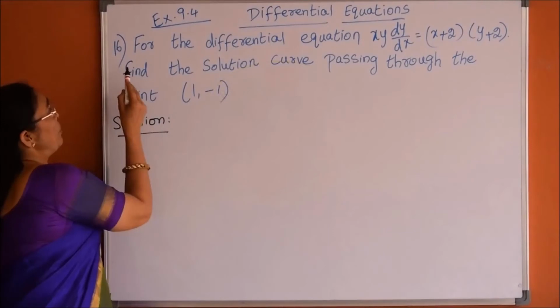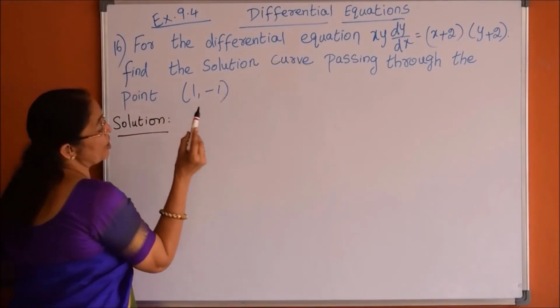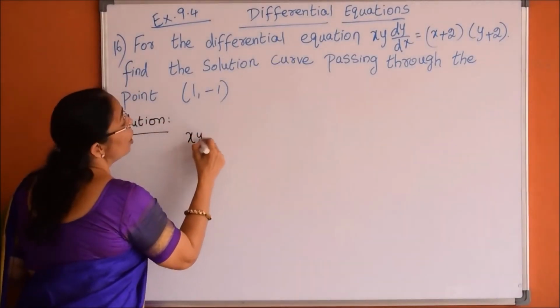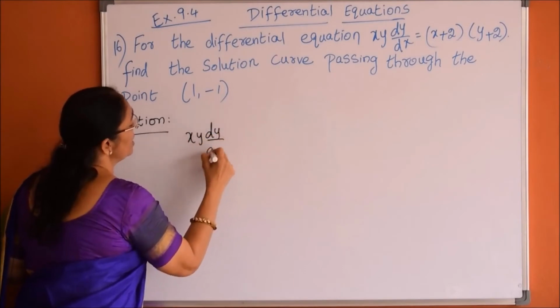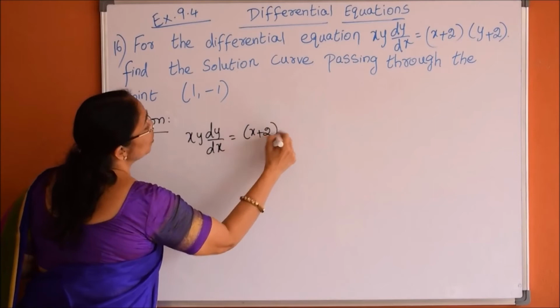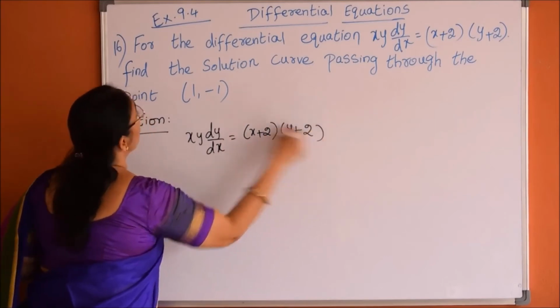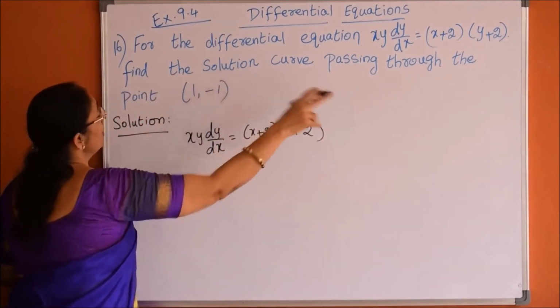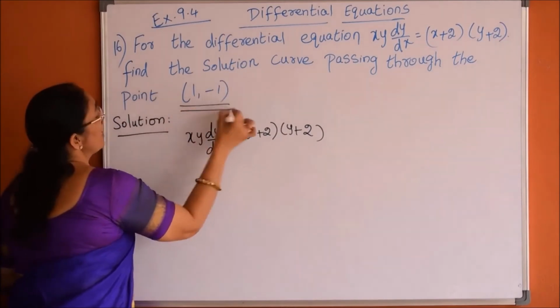16th problem: for the differential equation xy dy/dx equals (x + 2)(y + 2), find the solution curve passing through the point (1, -1).